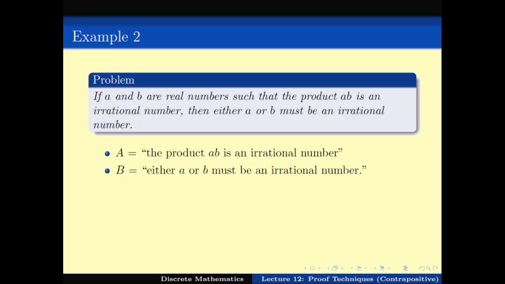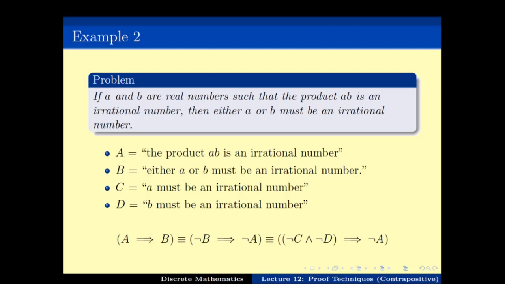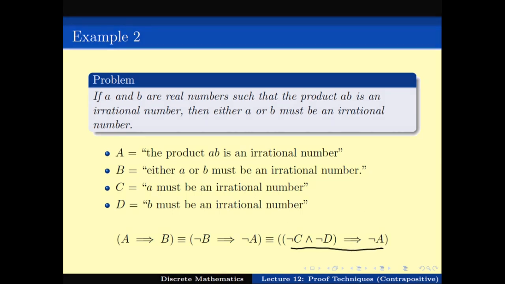So if you want to split up into the C and D way, C is A must be an irrational number, and D becomes B must be an irrational number. And again, let's try to work this thing out using this rule of contrapositiveness. We get that not of C. Now what is not of C? That means A must be an irrational number, not of C means A is a rational number. So if A is a rational number and B is a rational number, then AB is a rational number. Right? So that is what we are getting.